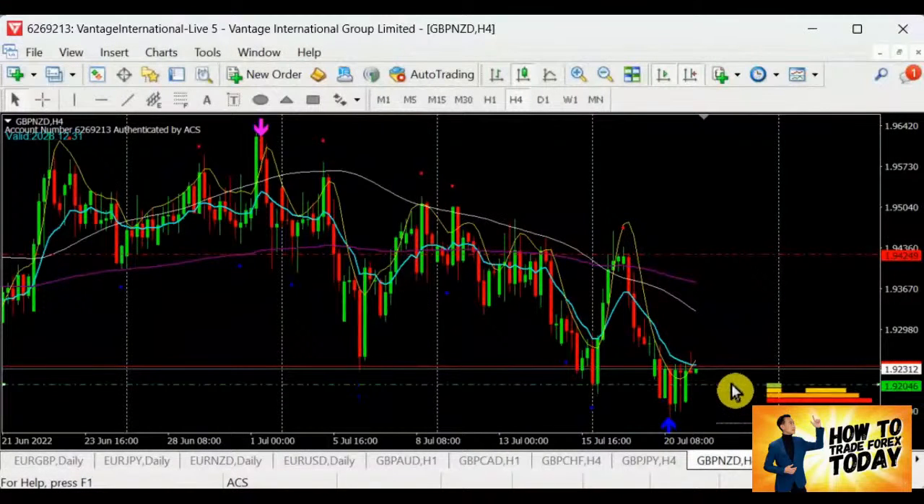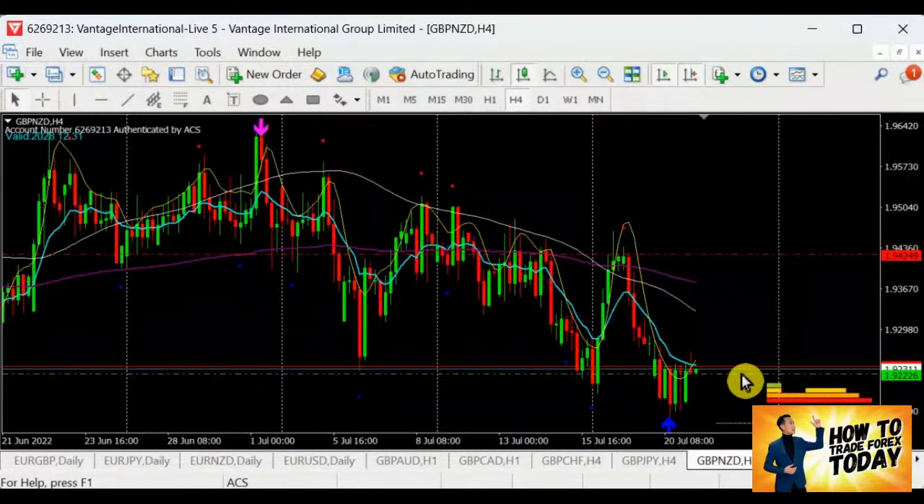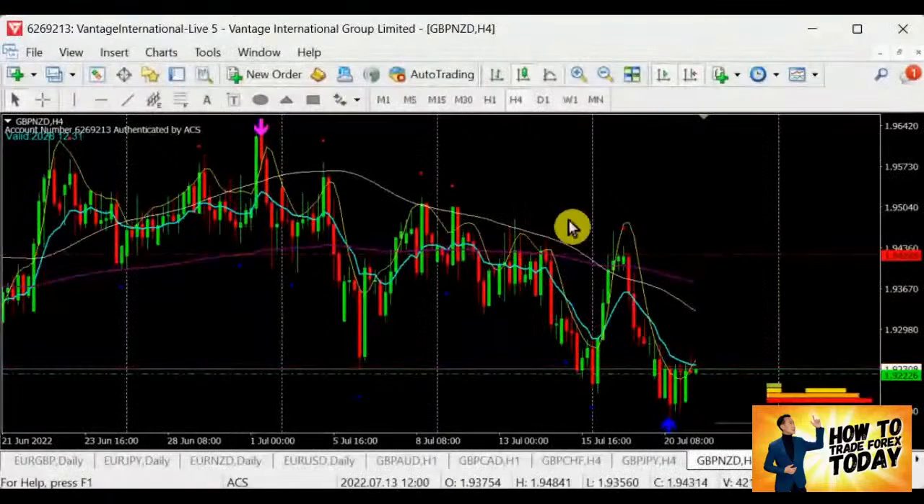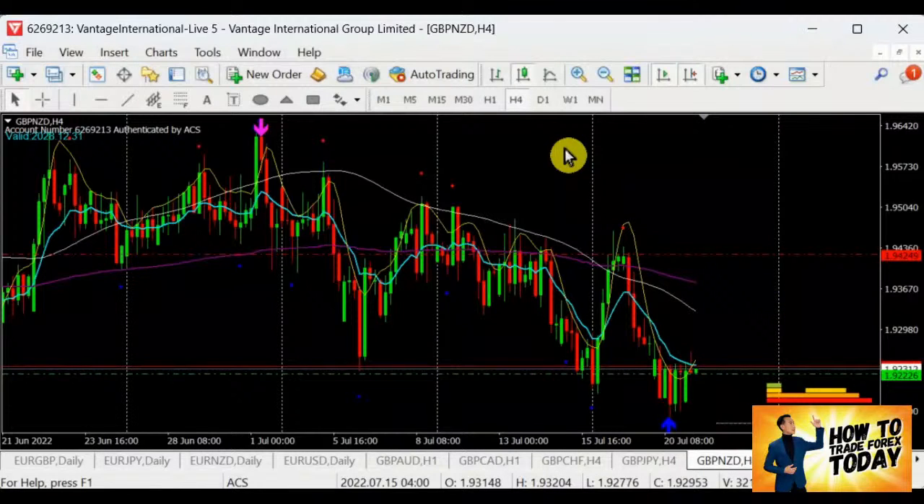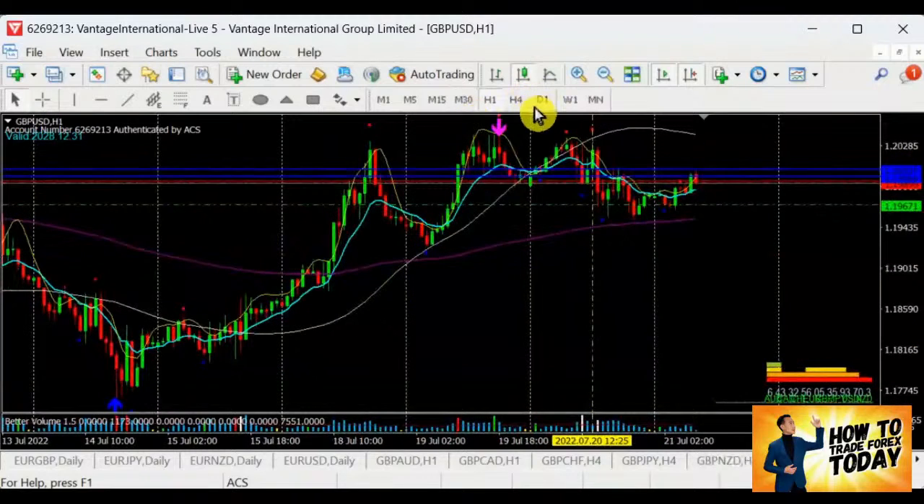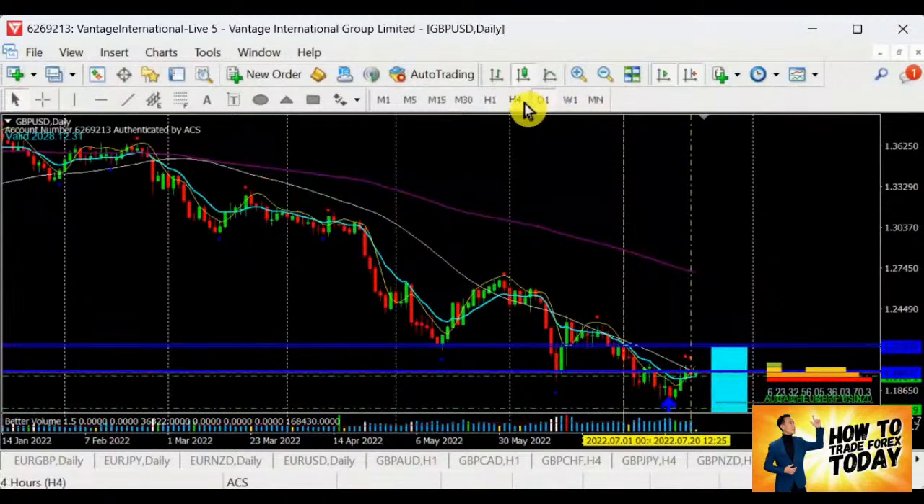Right now we are on the support. So by looking at this, for pound kiwi it's good to buy. This is the buying entry here, pound kiwi. So buyers can buy over here, but sellers have to stay away. Let's take a look at pound dollar.